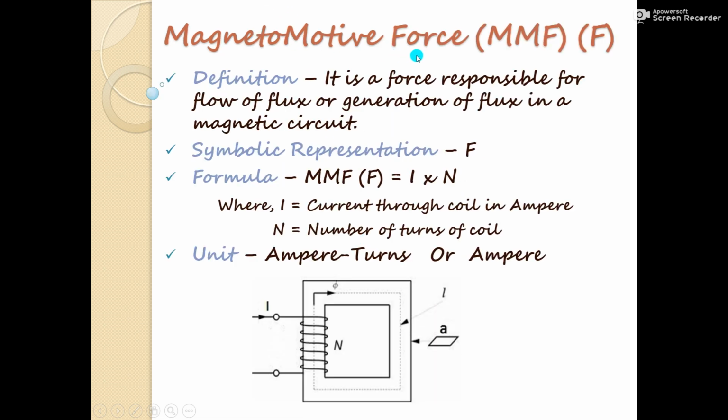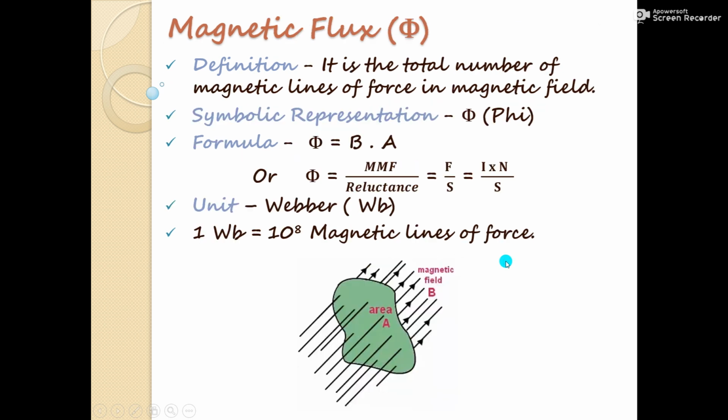Next term is magnetomotive force, simply MMF. It is the force which is responsible for the flow of flux or the generation of flux in a magnetic circuit. Symbolically, we represent it by using the capital letter F. The formula for magnetomotive force is equal to I into N, where I is the current and N is the number of turns of a coil. The unit for magnetomotive force is ampere turns or simply ampere.